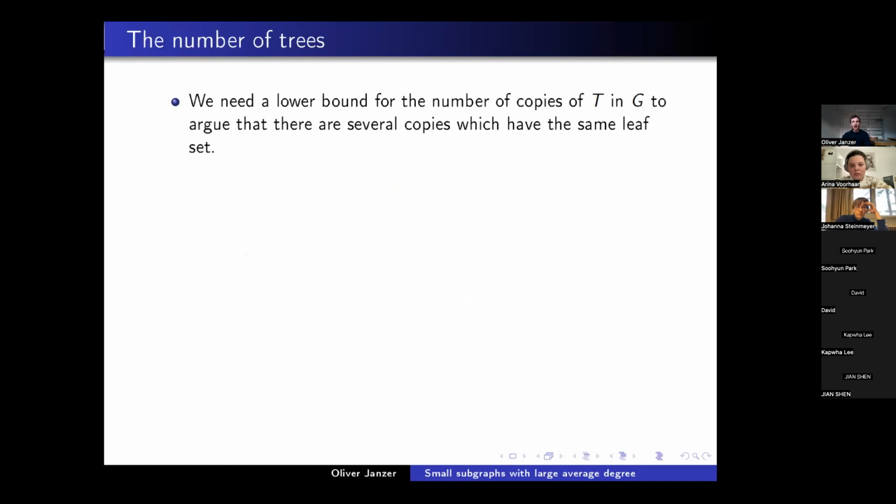First of all, the heart of the argument is that there are many trees on the same set of leaves. I've said that I choose many trees with the same set of leaves, but why do they exist? To argue that they exist, I need to argue that there are many trees in the graph, more copies of this tree in the graph than there are sets of possible leaves. Then it's a pigeonhole. If there are 1,000 possible sets of L leaves, but 10,000 trees, then there will be 10 which are on the same set of leaves.